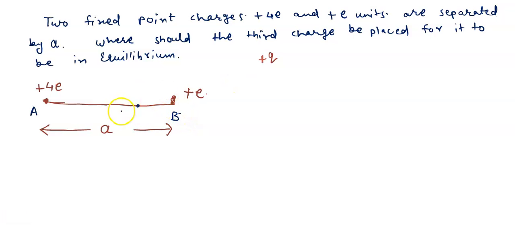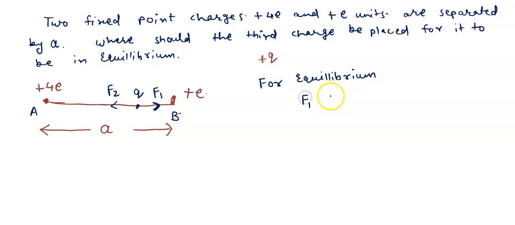Remember that the equilibrium can be achieved. It is not like equilibrium can't be achieved here. It can be achieved. Equilibrium can be established at this point. Let Q charge be kept here. What will happen? This plus 4E charge will repel it. Let the force be F1. And this plus E charge will also repel it. Let the force be F2. And for equilibrium, these forces should be equal.